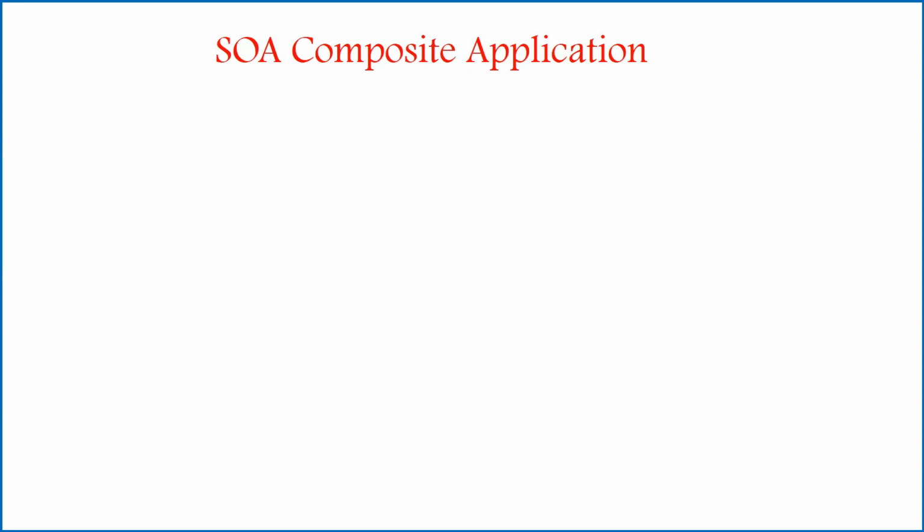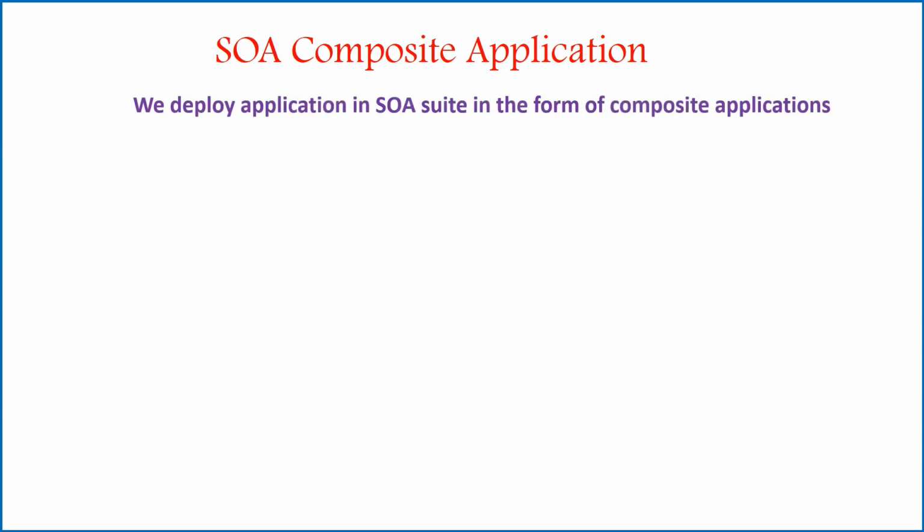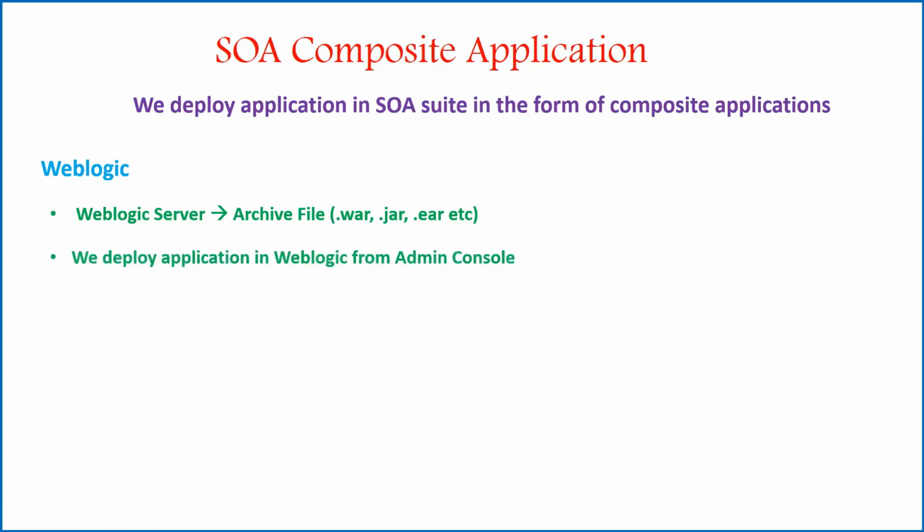Now, if we come to the SOA composite application, as I said, when we develop an application in SOA, it is called a composite. What is the difference? If you are aware of WebLogic, then we develop different kinds of applications in WebLogic and deploy them from the admin console. But when we talk about SOA, it is a bit different. We deploy applications in SOA Suite in the form of composite applications. What does it mean? In WebLogic Server, we deploy the application in the form of war, jar, and ear files, and we deploy them from the WebLogic admin console, which is a very basic task in WebLogic.